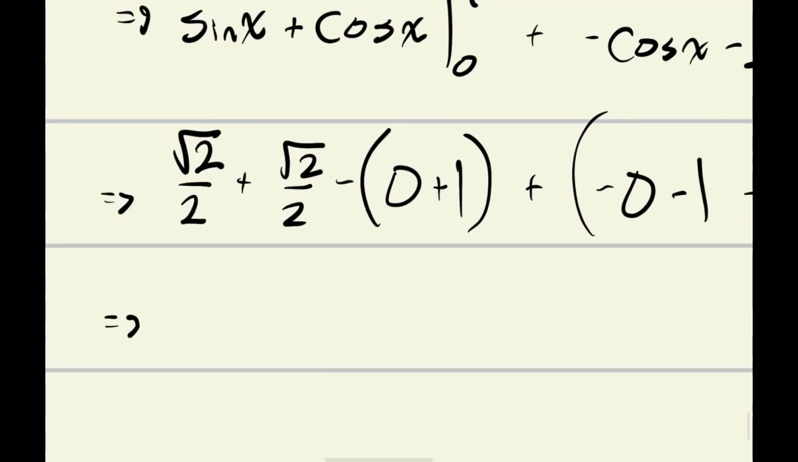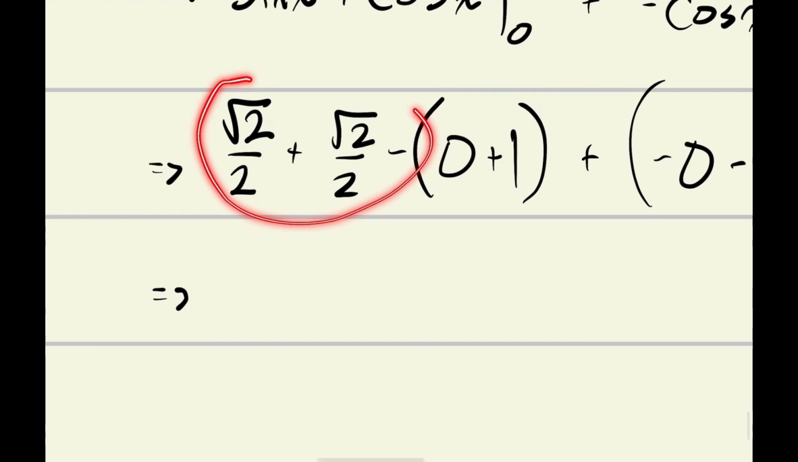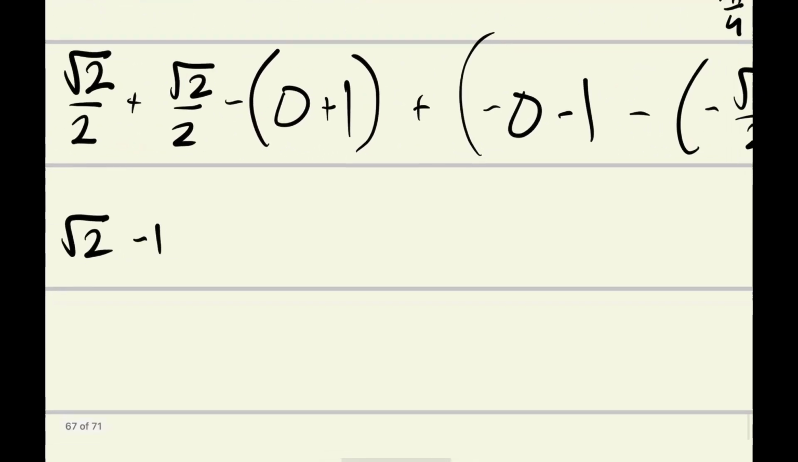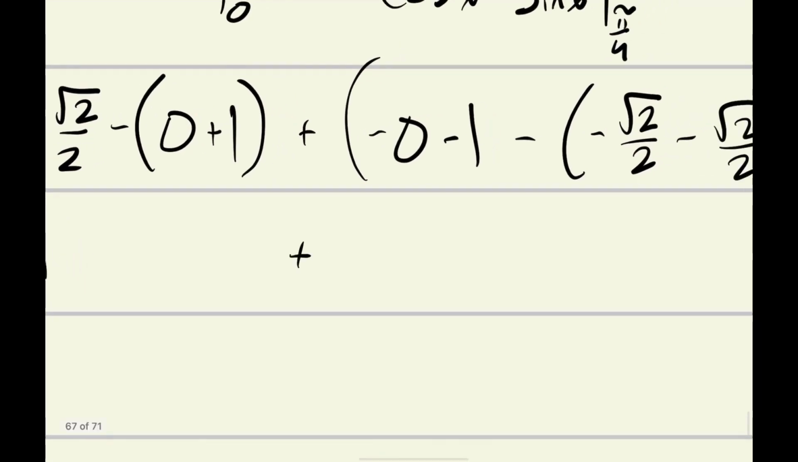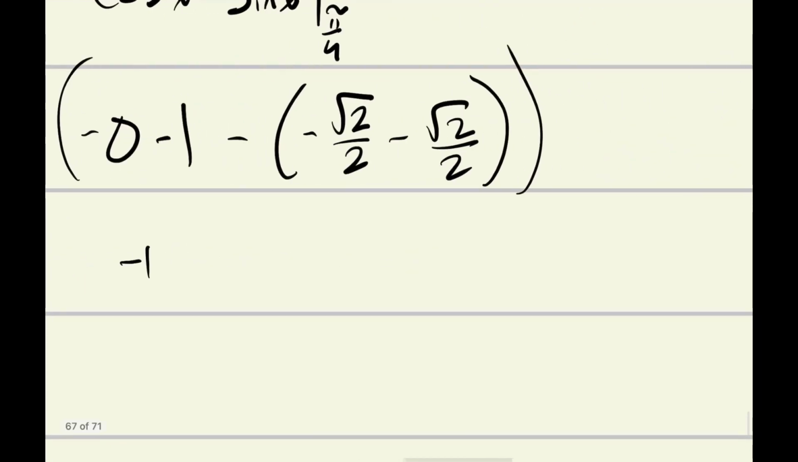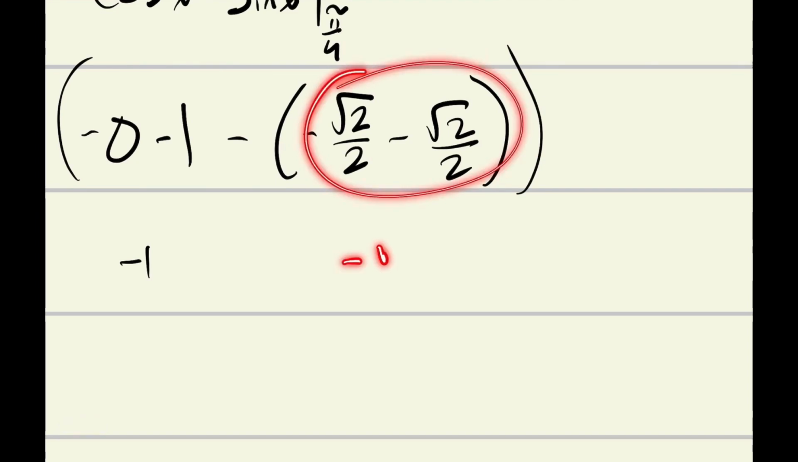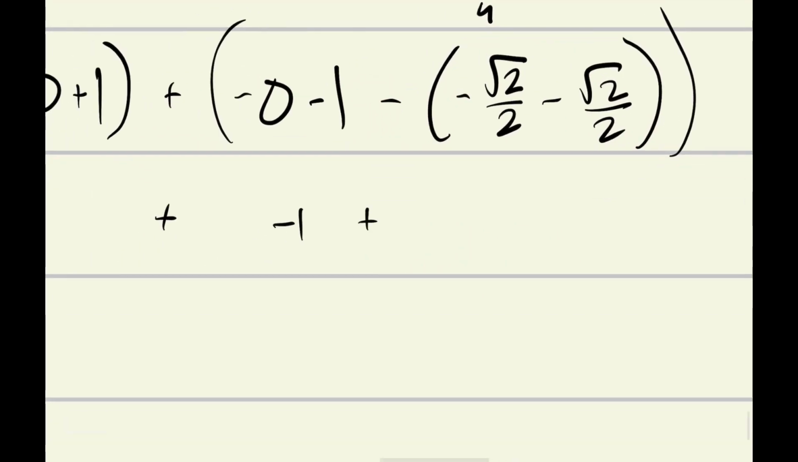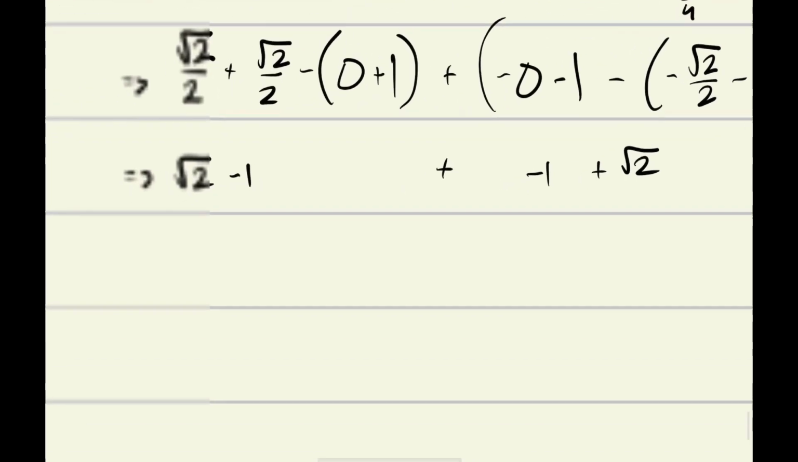We can do some simplification. When we add these two values together, we'll have 2 root 2 over 2, and we can cancel out those 2's. So we have root 2 minus 1, minus 1 again right here, and this would be negative 2 root 2 over 2, canceling out the 2's, multiplied by a negative 1, would be a plus root 2, and the final answer would be 2 root 2 minus 2.